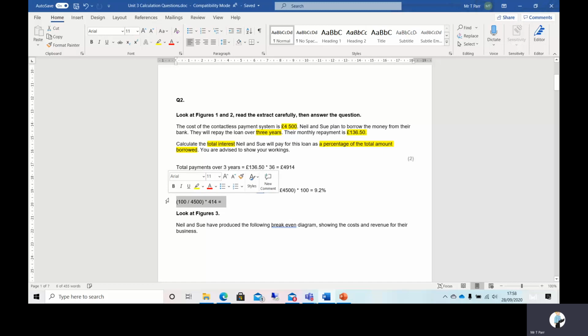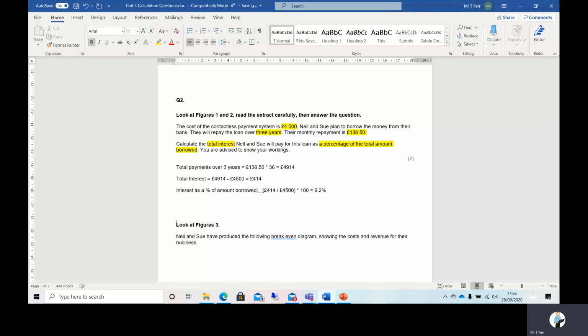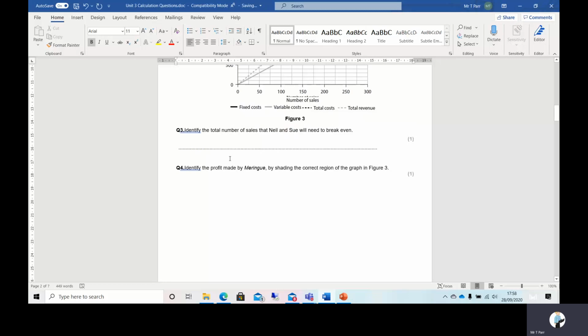Okay, let's get rid of that, just to save any confusion, but that's the way I do it. So that's working out the percentage of something. So the answer is 9.2%. Have we got any more as a percentage? Yes, we do.